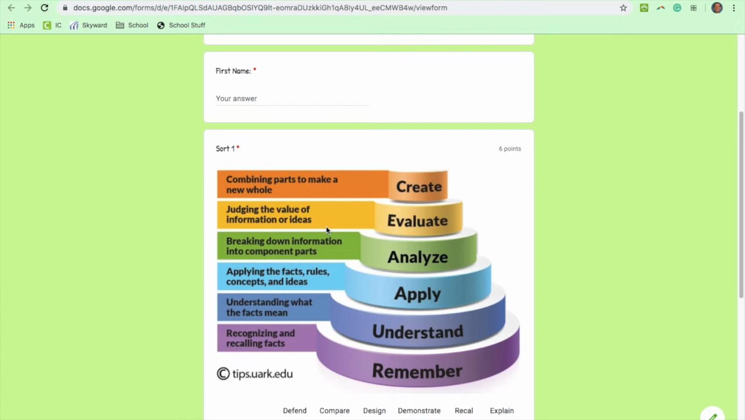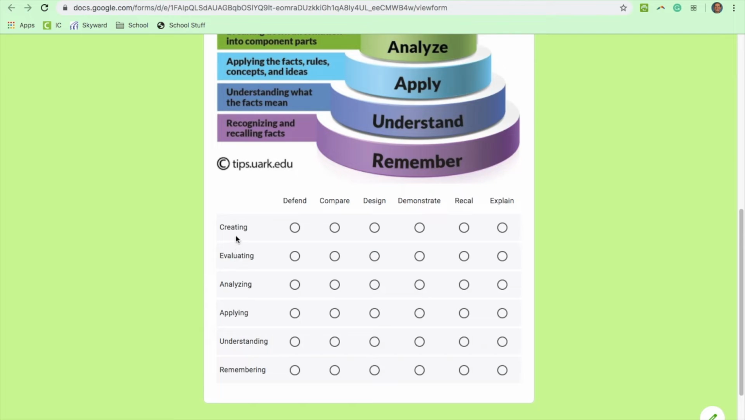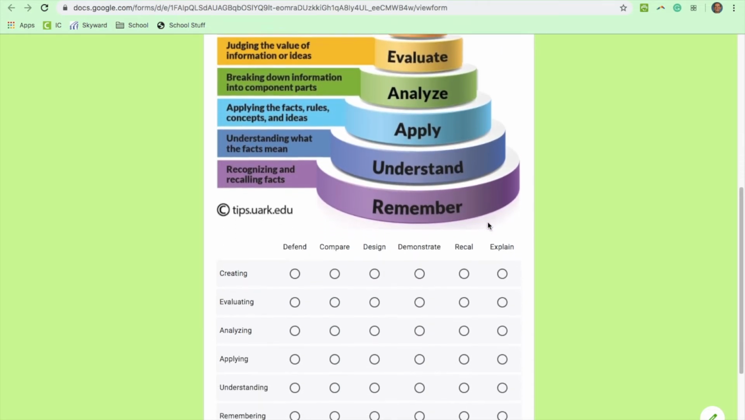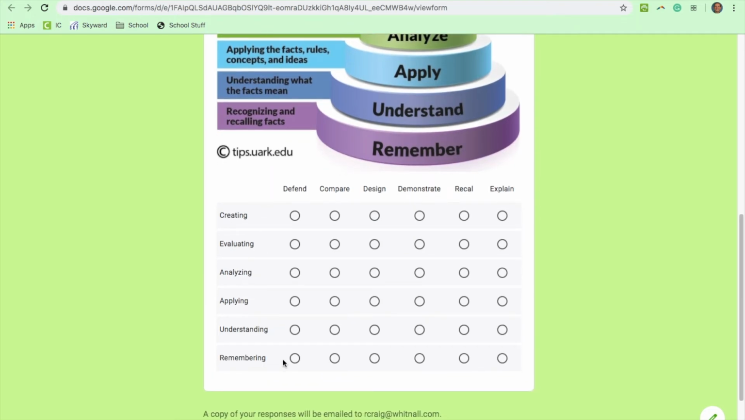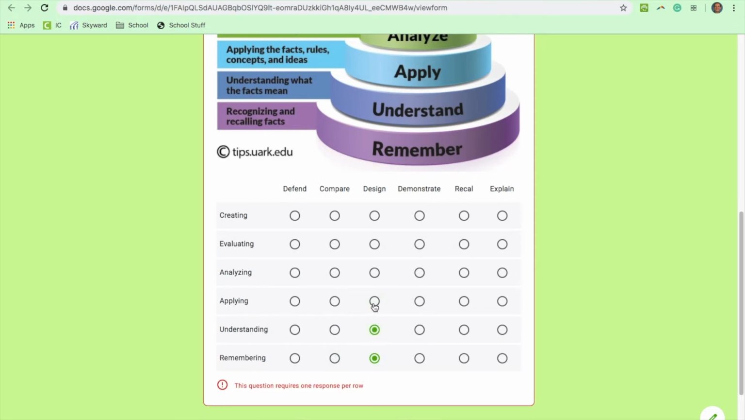It starts with your name, and here you see the Bloom's taxonomy pyramid, and then on the left are the different tiers, remembering all the way up to creating, and then here are terms that could describe one of the tiers. So if you start with remember, recognizing and recalling facts. So down here you have to select one of these per row, and only one matches up with one of the tiers, so you can't select 2 of the same or 3 of the same. So each one of these can only have one answer, and it'll remind you down there.